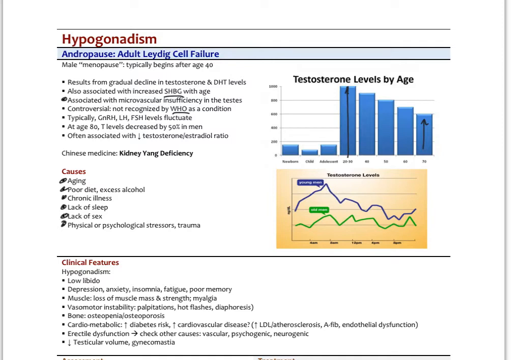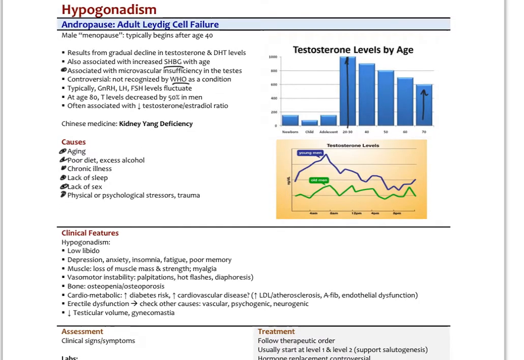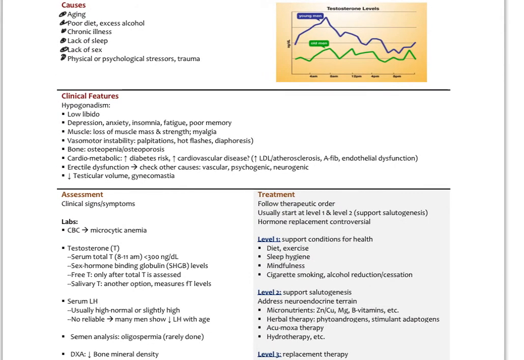Again, if you look at the list of factors that increase the risk of atherosclerotic cardiovascular disease, it's really the same as what induces hypogonadism. The clinical features vary, but include low libido, depression, anxiety, fatigue, poor memory, loss of muscle mass and strength, maybe myalgias, and vasomotor instability like palpitations, even hot flashes and diaphoresis in men. In bone, we might see osteopenia, osteoporosis. In terms of palpitations, typically it'd be things like PVCs, but it could actually be AFib.